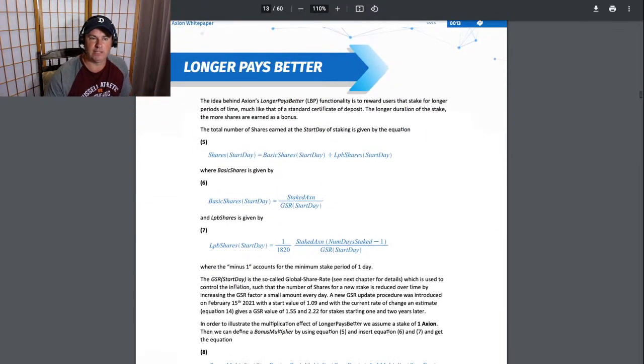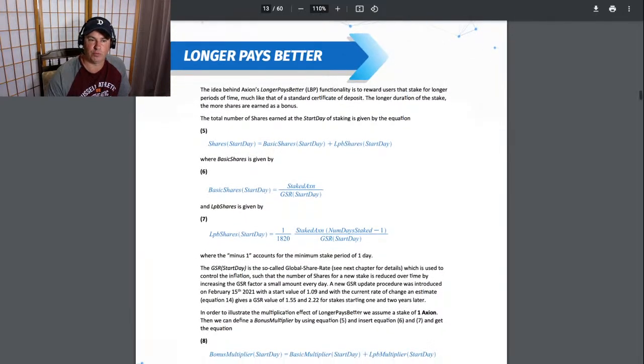Now, longer pays better. The idea behind Axion's longer pays better functionality is to reward users that stake for longer periods of time, much like a standard certificate of deposit. The longer the duration of the stake, the more shares you earn as a bonus. And here are the formulas for those.